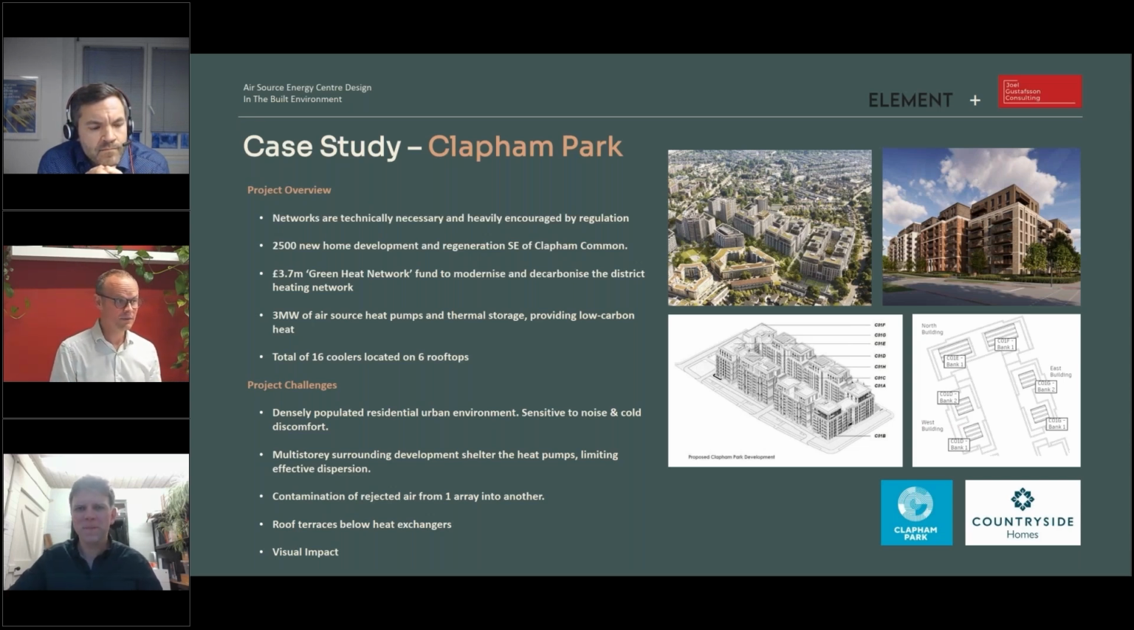Key challenge here really is that we are in a residential urban environment. If you look at the render, you can see these kind of wells that really want to attract cold air. As I'm guessing most people on the call know, as you cool air down, it gets more dense, less buoyant, and wants to find places to sink into. And an issue as well, of course, under certain wind conditions, we can see contamination of rejected air. Cold air, one way to think of it, is a pollutant.